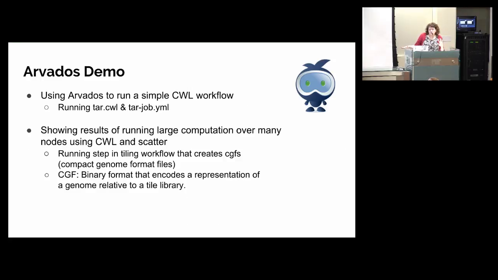So just to show what Arvados looks like, I'm going to run a simple job of the CWL workflow that we did before so you can see it running. And then I was going to show a larger computation that I ran this morning on 20 nodes, just to show you what it looks like when it's run. In this case, it's creating this thing called a CGF, which is a compact way of storing these tile genomes.